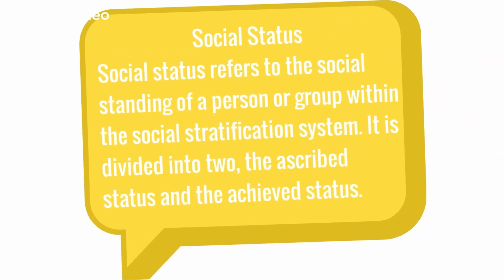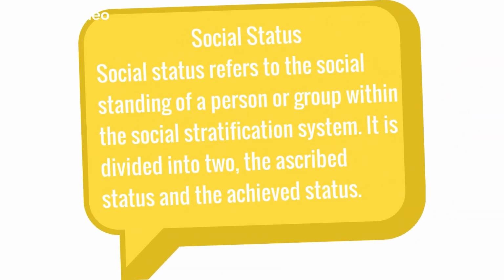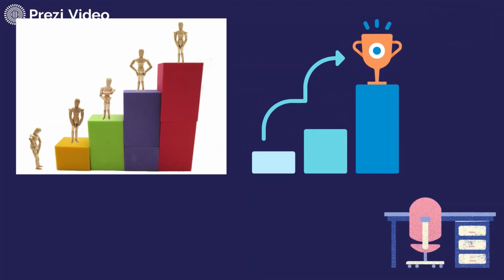Next, the social status. Social status refers to the social standing of a person or group within the social stratification system. It is divided into two, the ascribed status and the achieved status. The ascribed status is acquired since birth. The best example of this is the caste system, while the achieved status is acquired by choice, personal development, personal efforts, talents, and achievements. For instance, getting a master's and doctoral degree in the course of your choice is an achieved status.